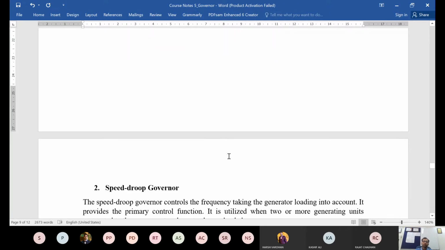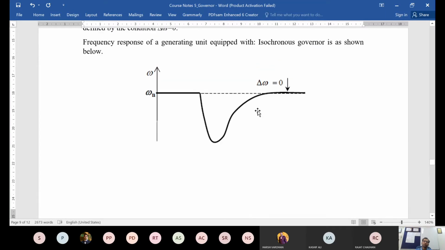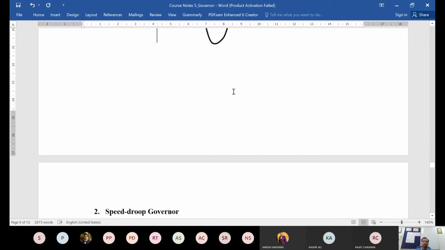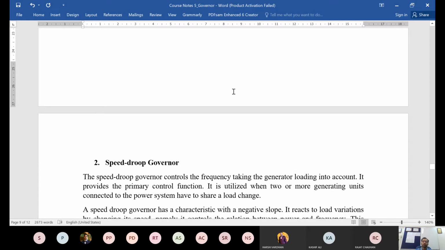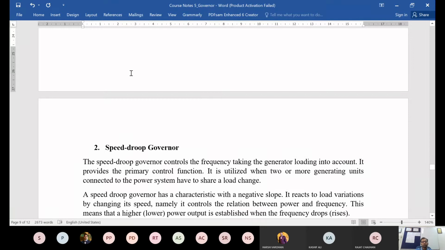So this is, as you can understand, more of a theoretical consideration, having application only in an isolated system, having just one generator. In all the other practical systems, whenever you have a larger power system, you will always have maybe several hundreds or thousands of generators operating. So for those modes of operation, what we need is known as the speed droop governor. When you say governor, usually you imply the speed droop governor, having that drooping characteristic.